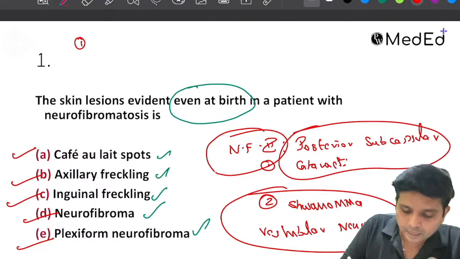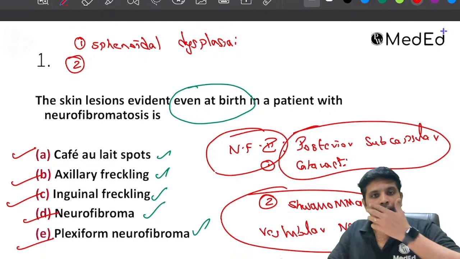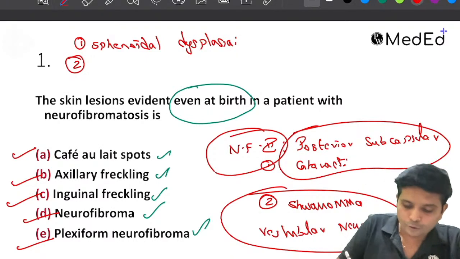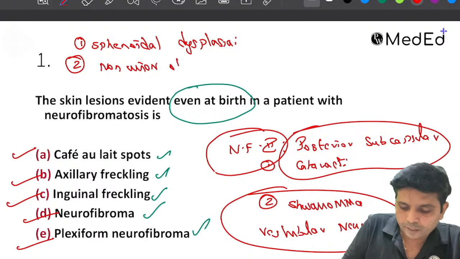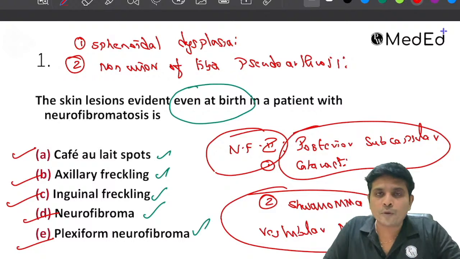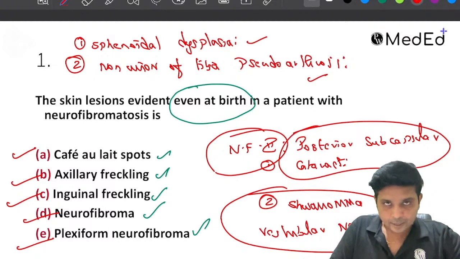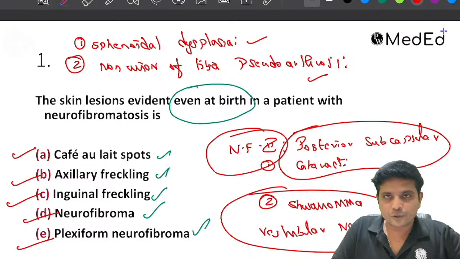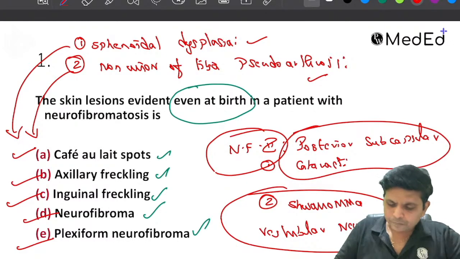The points which are left are, one is sphenoidal dysplasia. Sphenoidal dysplasia occurs in neurofibroma 1. And the second one is non-union of tibia, otherwise known as pseudoarthrosis. These are the two bone manifestations which are often asked in our entrance MCQs. Apart from the lesions mentioned in these choices, what else?